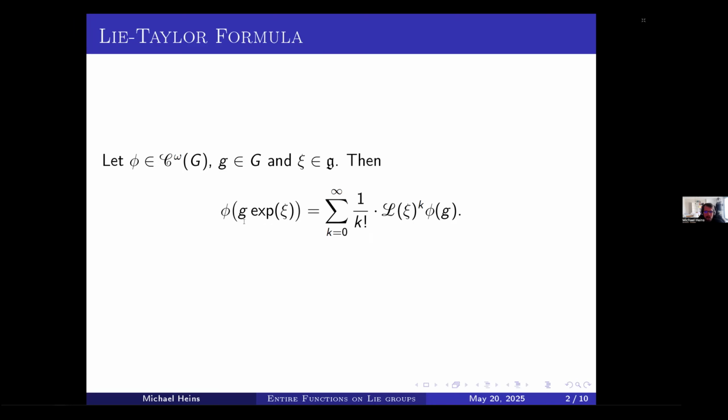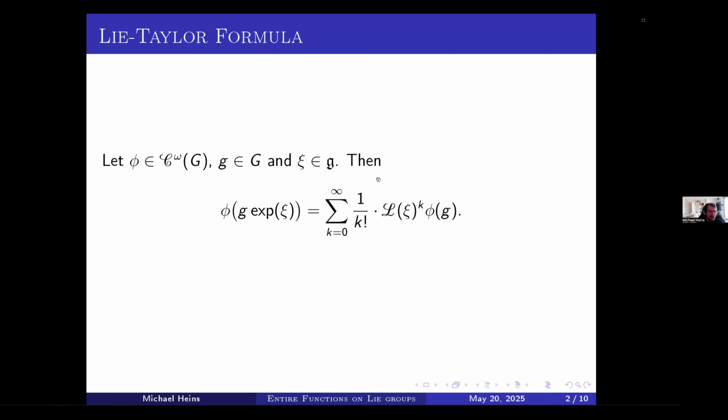Then I can compute the value of my function at g perturbed by the exponential of xi by means of this exponential operator. If you stare at this for a while, this Lie of xi for me is the Lie derivative in the direction of the left invariant vector field associated to xi. But if you work with these things for a while and put everything into indices, you will go insane. I did. I've recovered since, but don't do that. This notation is better. What do you do? You differentiate k times in direction of xi, and then you evaluate at the expansion point, and sum over this in an exponential fashion. This is the Lie-Taylor formula.